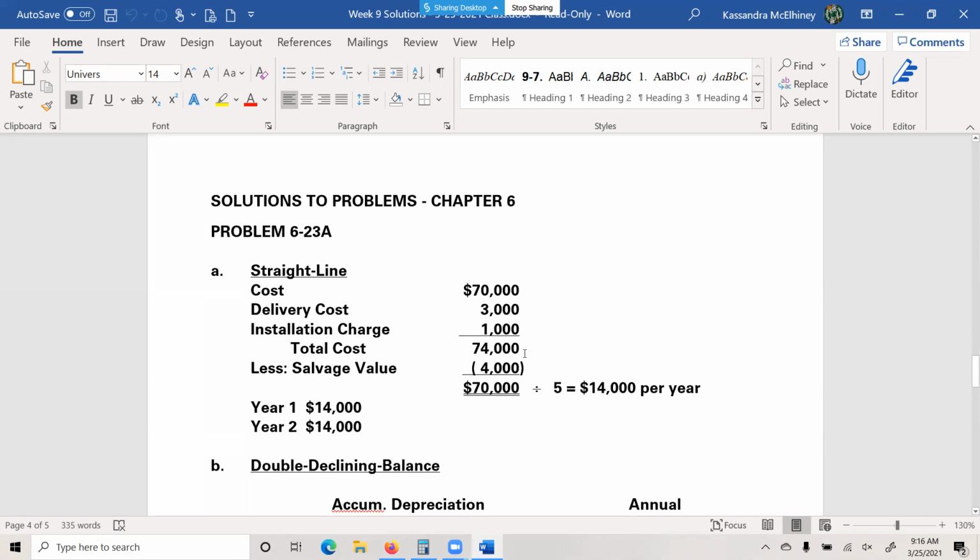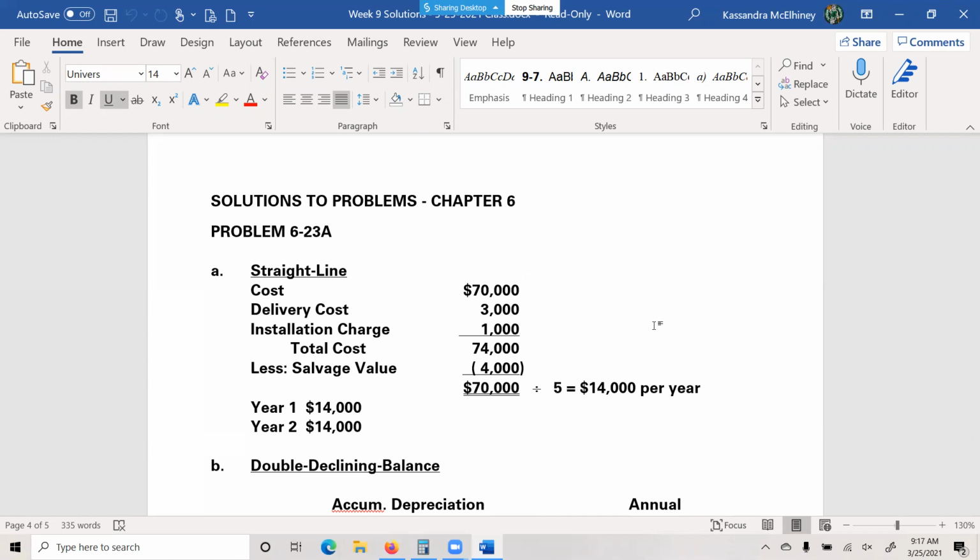So the cost of our equipment in the books, our equipment account, would show an initial balance of $74,000, which is the actual purchase price of the equipment, plus the delivery cost, plus the installation charge. So requirement A asks us to determine the amount of depreciation expense. And this is for both year 1 and 2 for each of the 3 different methods.